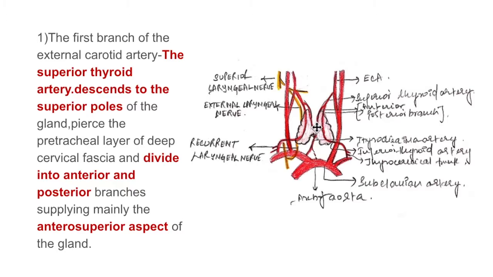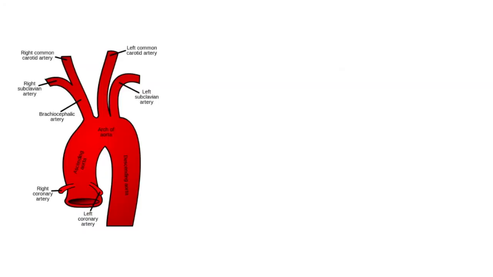Okay, but if you want to know the detail of the branch from where the superior thyroid artery is arising, let me show you this diagram. There's basically a difference from the way the right superior thyroid artery is arising and the left superior thyroid artery is arising. Both of them are branches of the external carotid, and the external carotid is in turn a branch of the common carotid. The only difference lies in the fact that the right common carotid artery is a branch of the brachiocephalic artery, and the left common carotid artery is a direct branch of the arch of aorta.